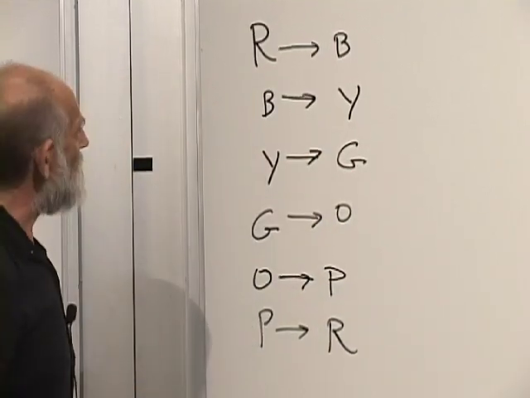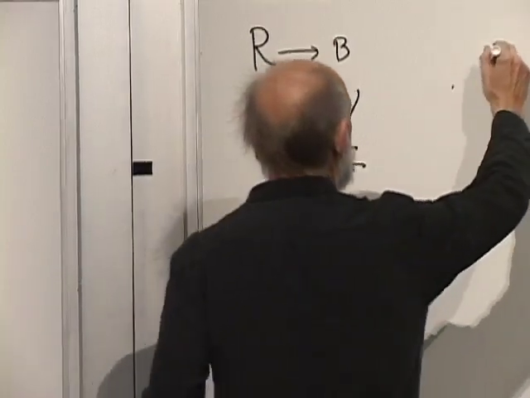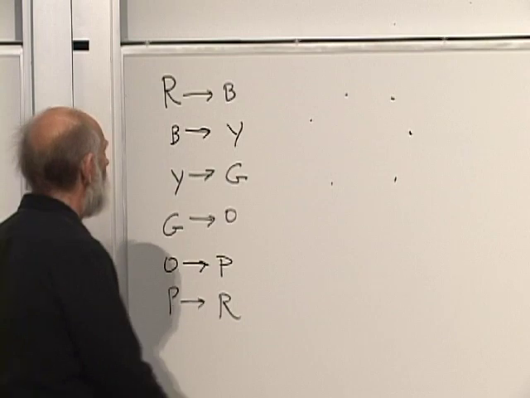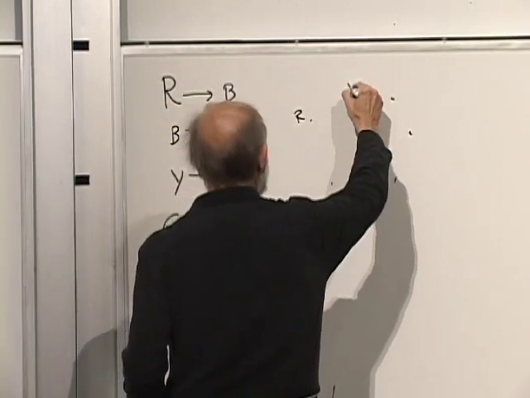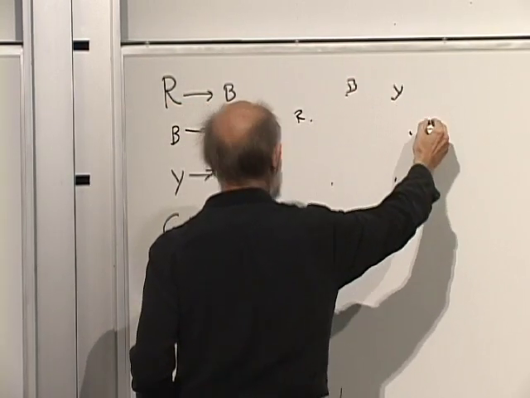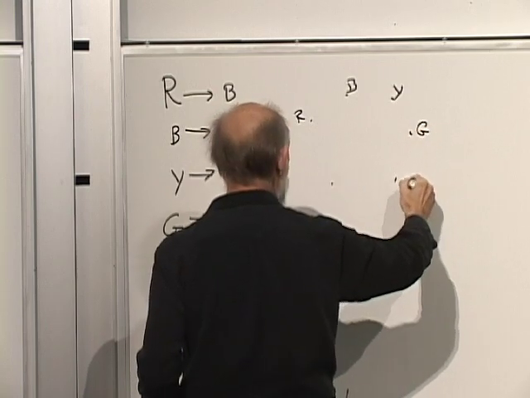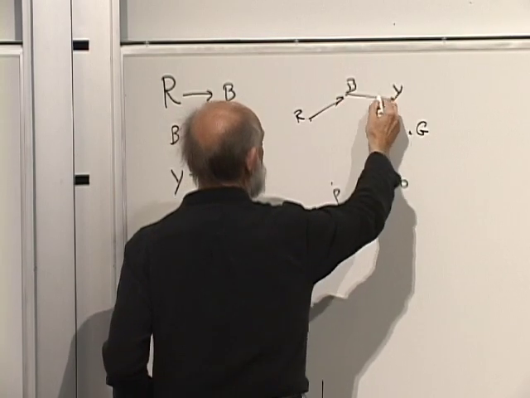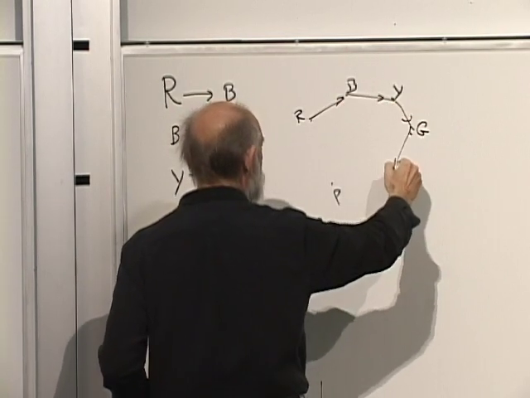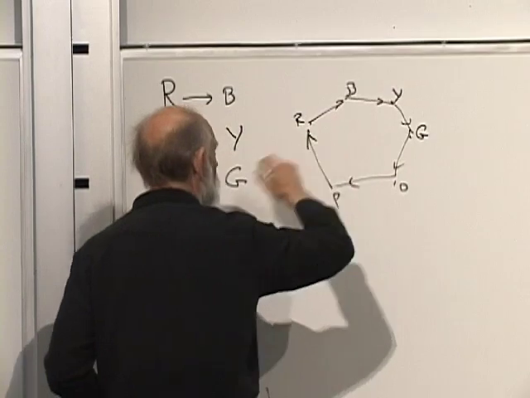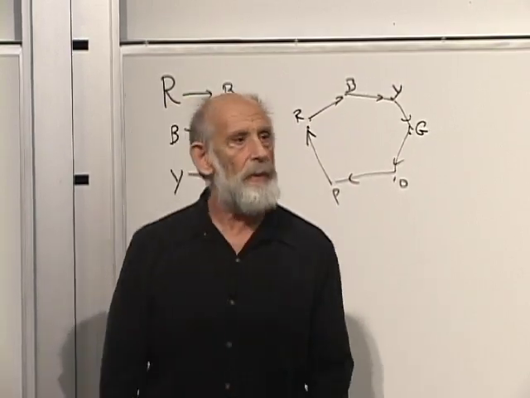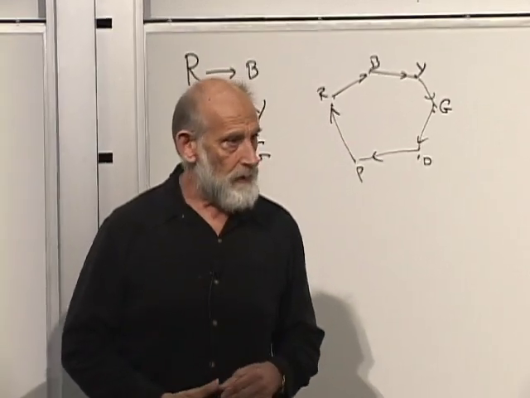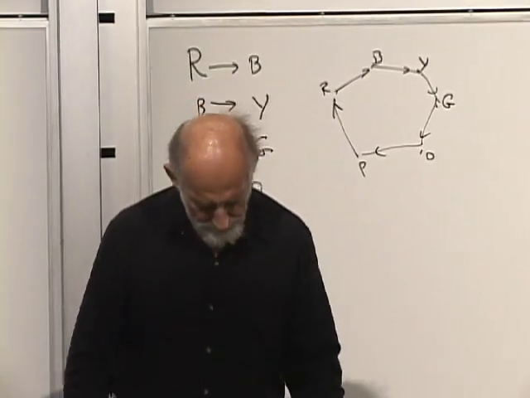We could represent this as a kind of diagram. We could put the 6 colors down: red, blue, yellow, green, orange, purple, and then just draw some arrows. Red goes to blue, blue goes to yellow, yellow goes to green, green goes to orange, orange goes to purple, purple goes back to red. Okay? That would be a complete dynamical theory of a very, very simple system, the die.